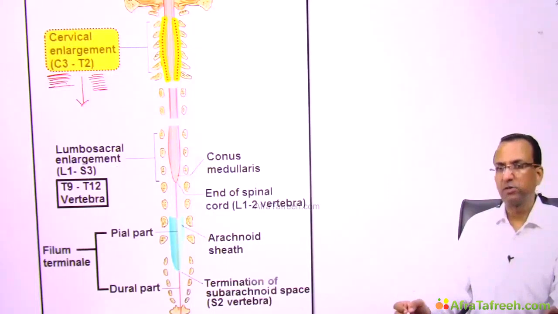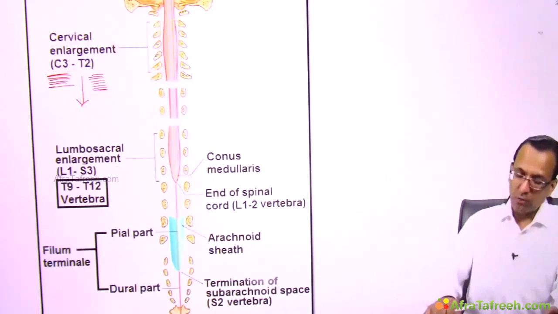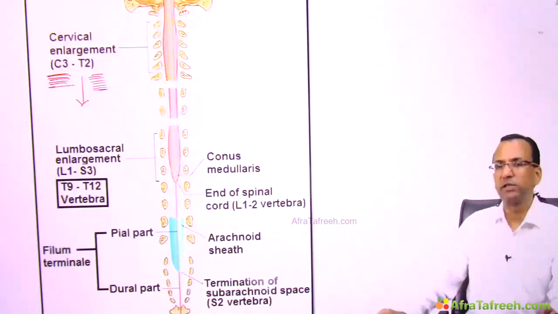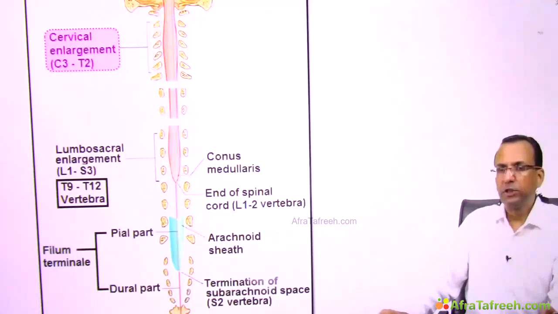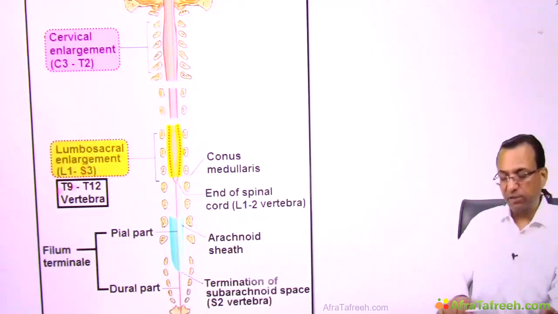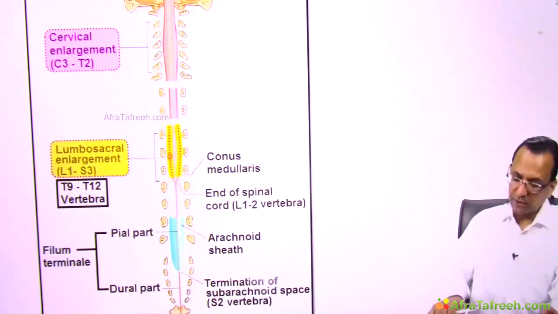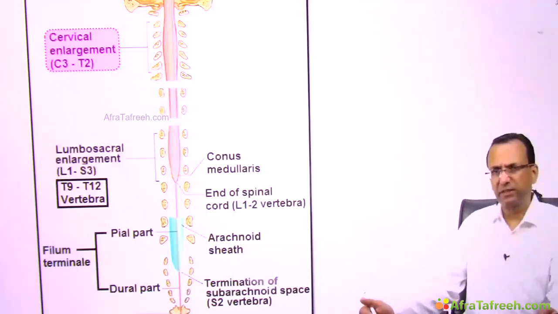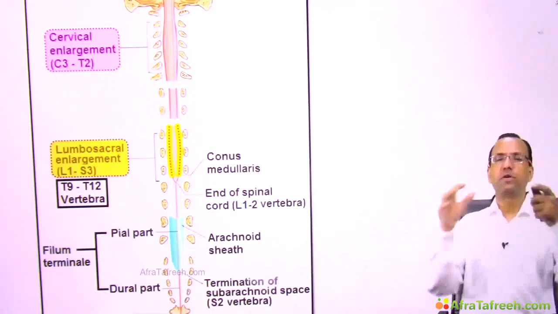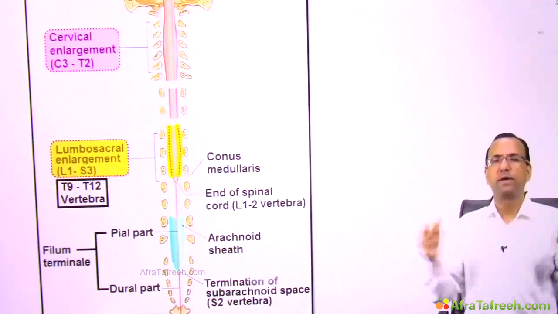This is also a question. They'll ask you, what is the root value of cervical enlargement? You have to say, starting at cervical 3, reaching thoracic 2, there is enlargement. Then what is lumbosacral? It is L1 till S3. The lumbosacral enlargement starts at the L1 spinal segment and reaches the S3 spinal segment. Why? Because there are neuron bodies, and those neuron bodies contribute towards the lower limb.